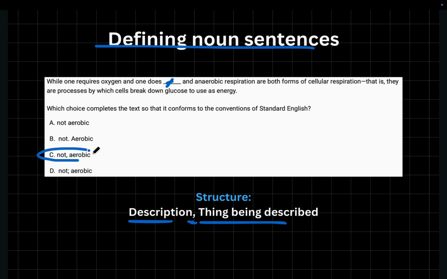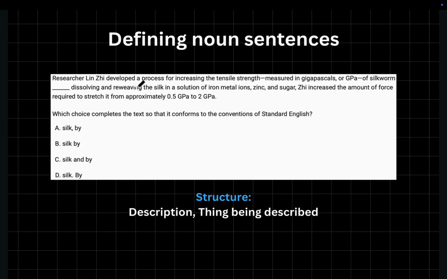What about this next question? It says, researcher Lin Ji developed a process for increasing the tensile strength, measured in gigapascals or GPa, of silkworm silk. Okay, was this independent? Yeah, it made sense on its own. What about the line after that? By dissolving and reweaving the silk in a solution of iron metal ions, zinc and sugar, Ji increased the amount of force required to stretch it from approximately 0.5 GPa to 2 GPa. Okay, that also makes sense on its own and it's also independent. So we have three options to choose from. Period, semicolon, or comma plus fanboys. In this case, we have a period, so we'll choose that.